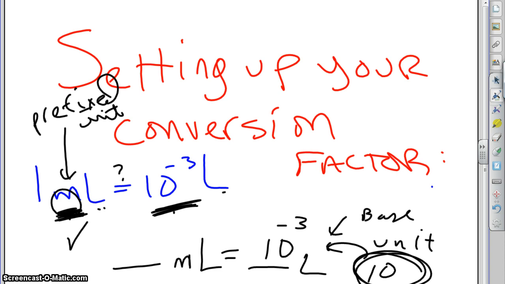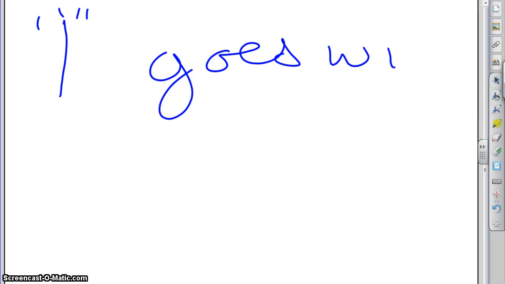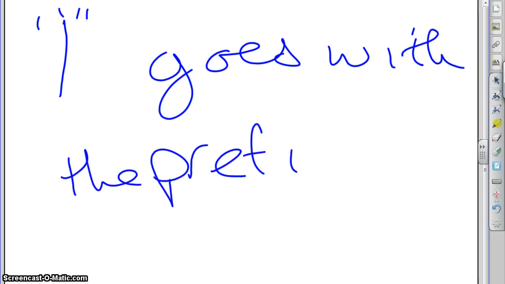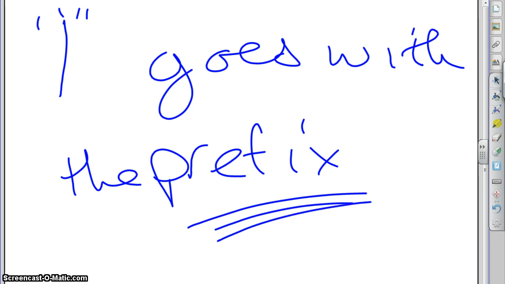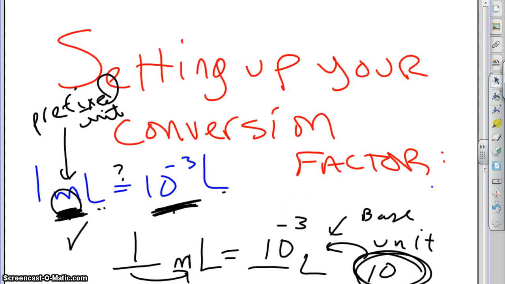Similarly, the 1 always goes with the prefix. The 1 goes with the prefixed unit. The 1 goes with the prefix.